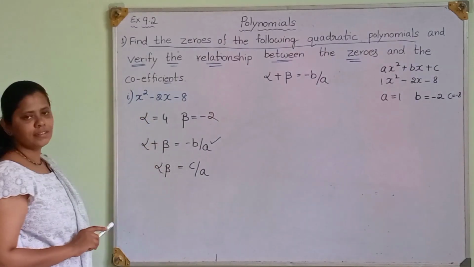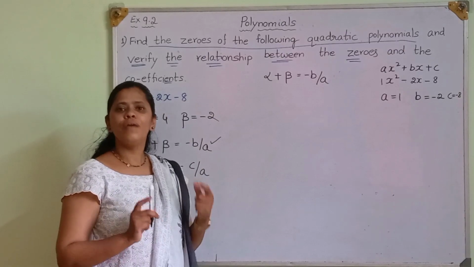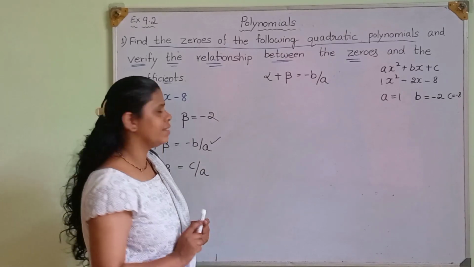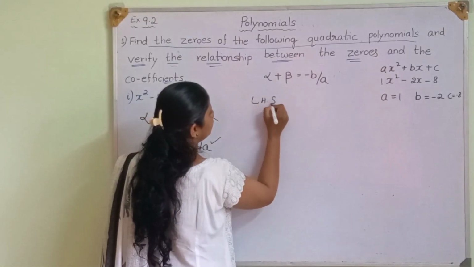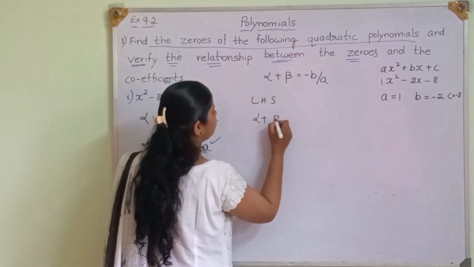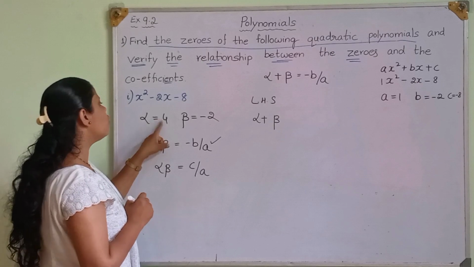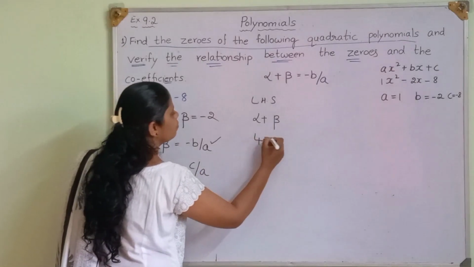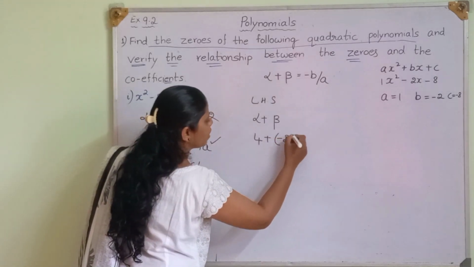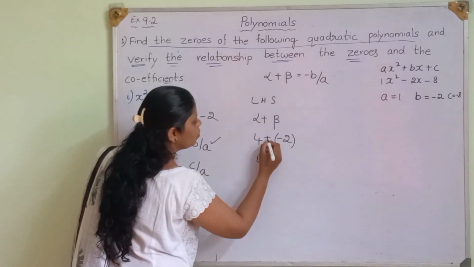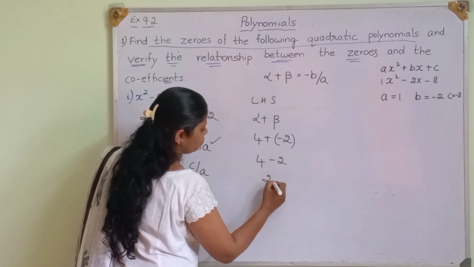Now let us verify this. When they told us to verify, what we have to do? We have to do LHS is equal to RHS. What is the LHS? LHS is alpha plus beta. That is, the value of alpha is 4 plus beta is minus 2. So let me take this in the bracket. 4 plus into minus is minus 2. 4 minus 2 is 2. Okay.